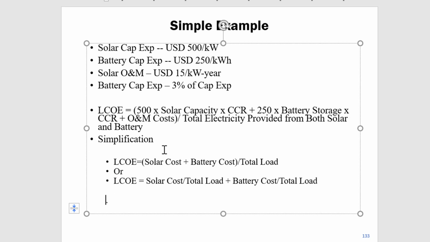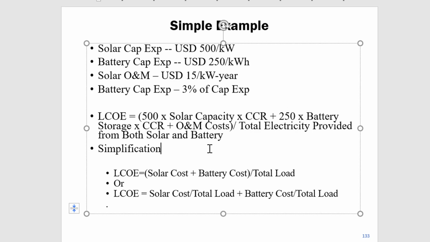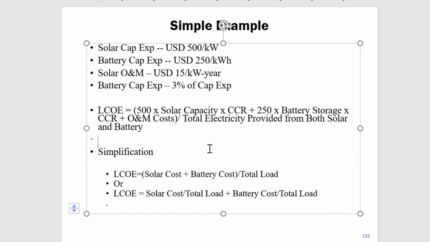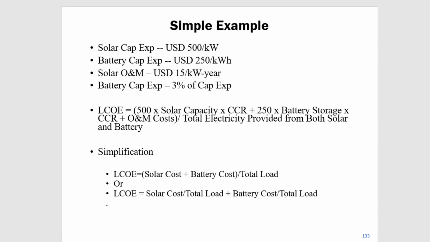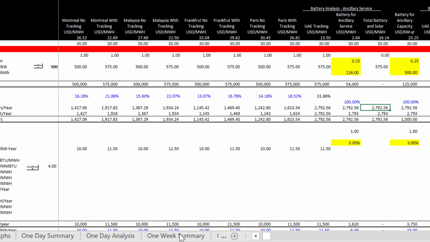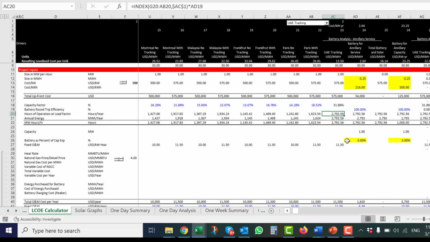Can I put another space here? We could put the solar cost plus the battery cost divided by the total load, or you could put the solar cost, battery cost, and so on. So when you do this, I'm glad I'm catching this now. Here's the UAE tracking.